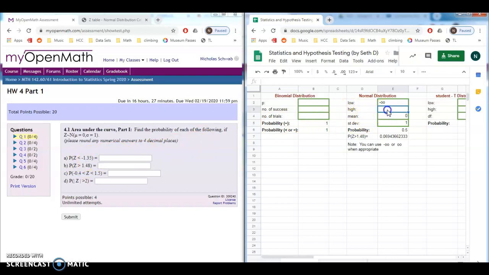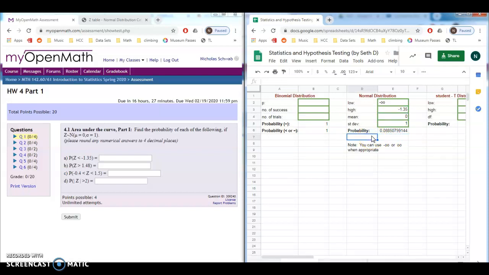So if I type in negative 1.35 and I hit enter, it'll calculate the probability. It'll calculate the probability of the z-score being less than negative 1.35 all the way back to negative infinity. And that probability is 0.0885 or about 9%. So I'll type in 0.0885 there.